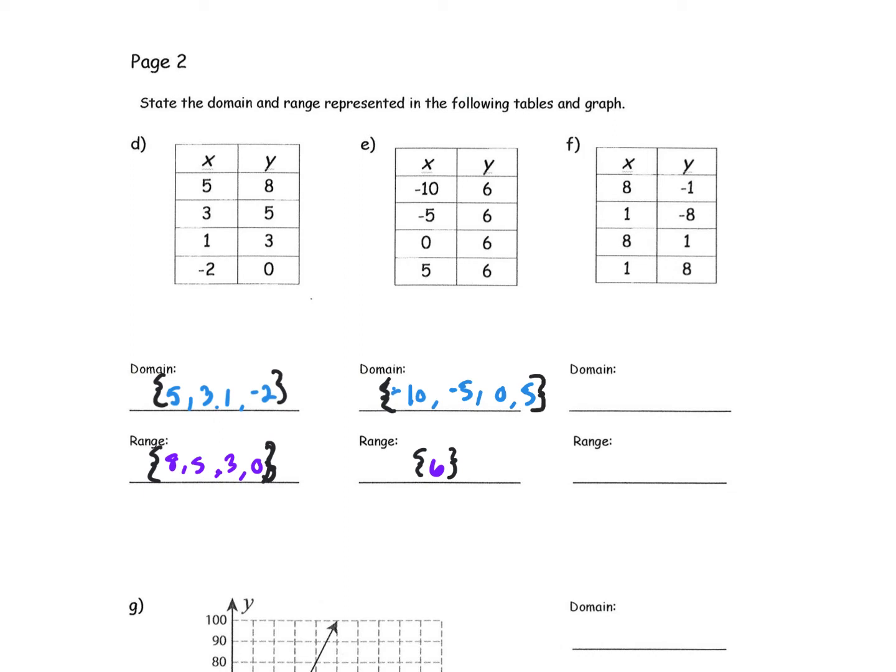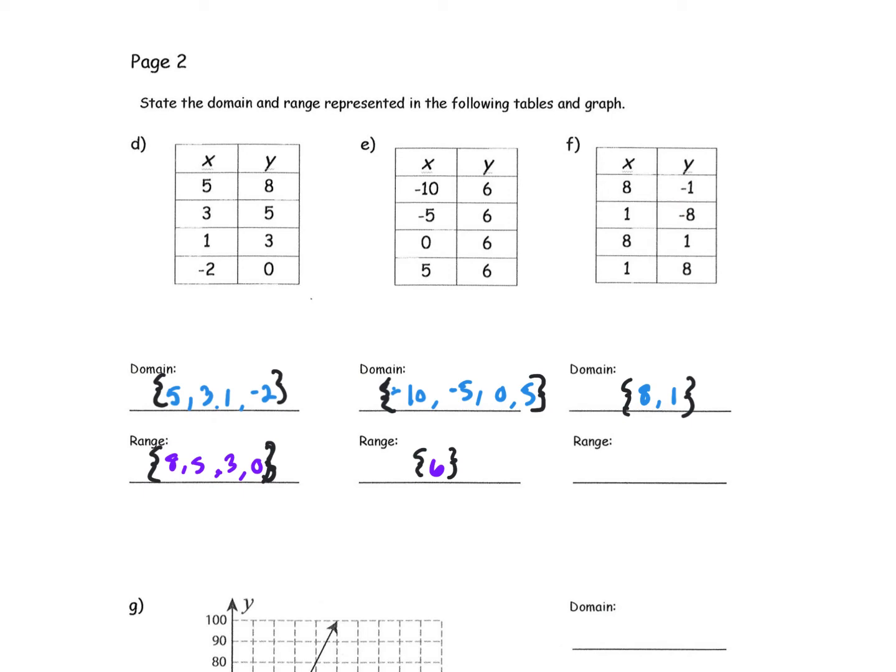And the last table, you may have noticed again that something repeats. We see an 8 and we have a 1, but we see them again. So we're just going to list the 8 once, and we're going to list the 1 once, saying that they're members. We don't have to necessarily say how many members. We're just saying what the members are of the domain.